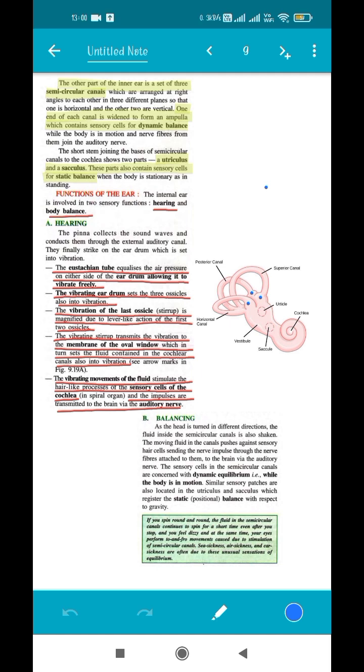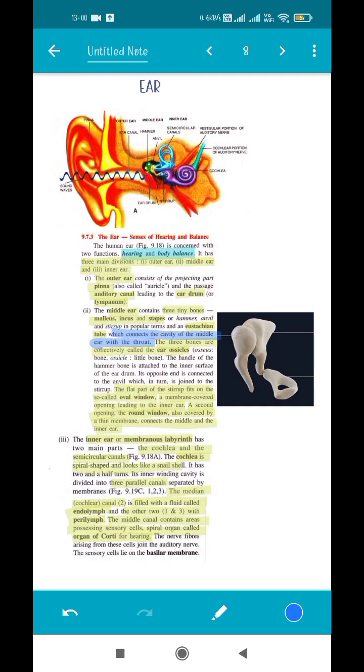So let me just give you a gist of the parts once again. The outer ear consists of the pinna through which the sound is actually moving into the ear. Then we have the ear canal, which is like a tube through which the sound wave is traveling. And then we have the eardrum, which will vibrate when the sound is moving into it. This is the outer ear.